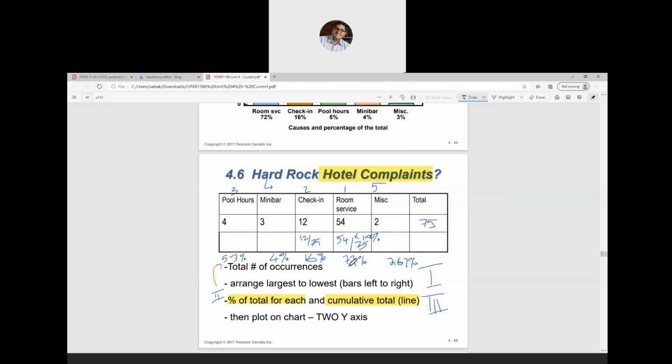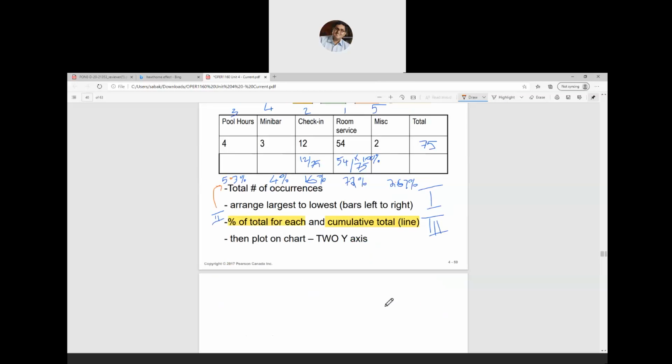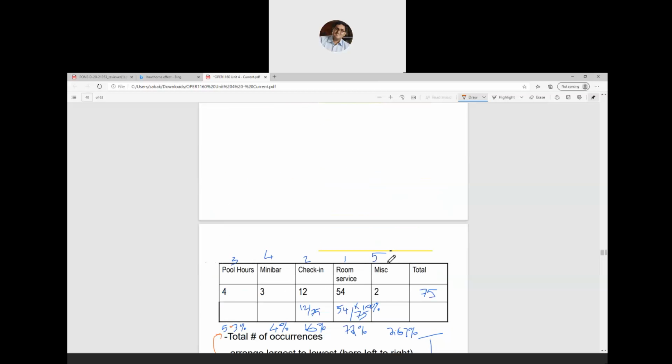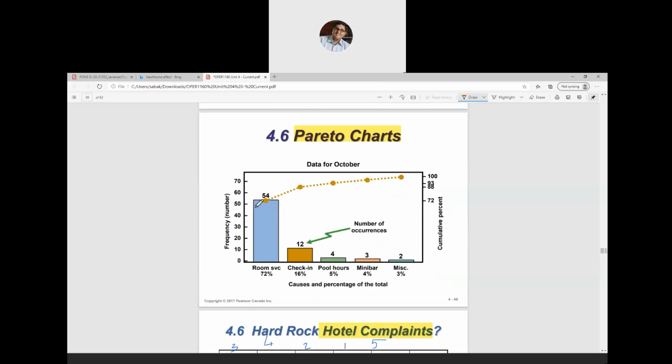For example, the room service is 72 percentage, but the cumulative of room service and check-in will be 72 plus 16, which is 88 percentage. The cumulative of room service, check-in, and pool hours will add up to another number, and so on. So this way we add the things till 100 percentage. I will show this in our lecture. I'm not showing it here.